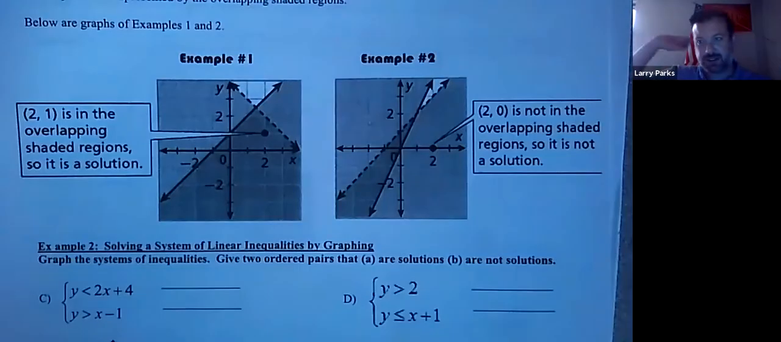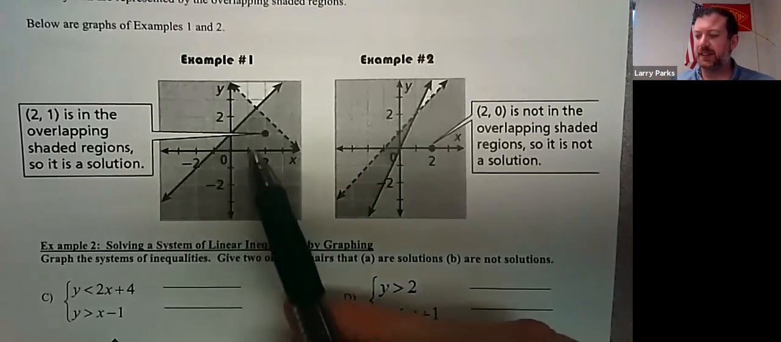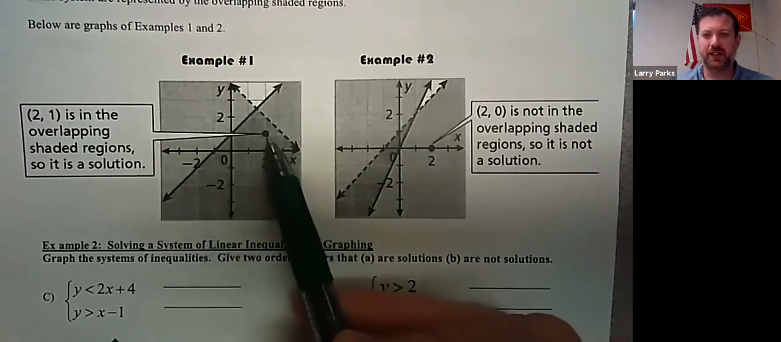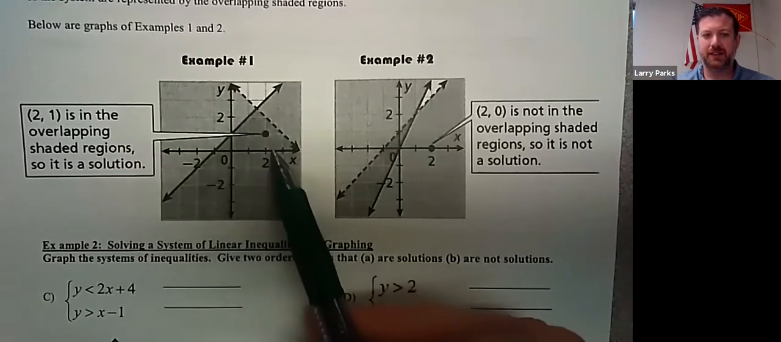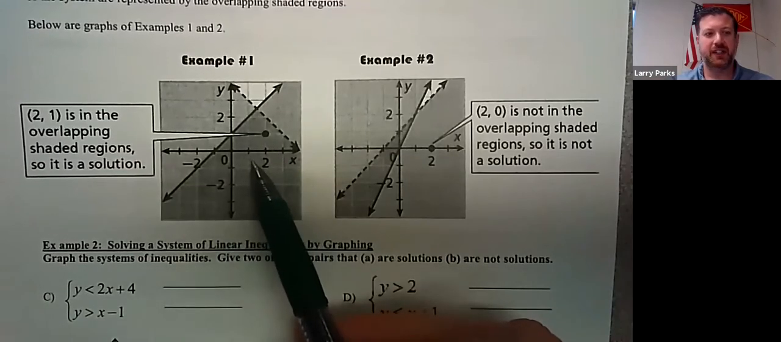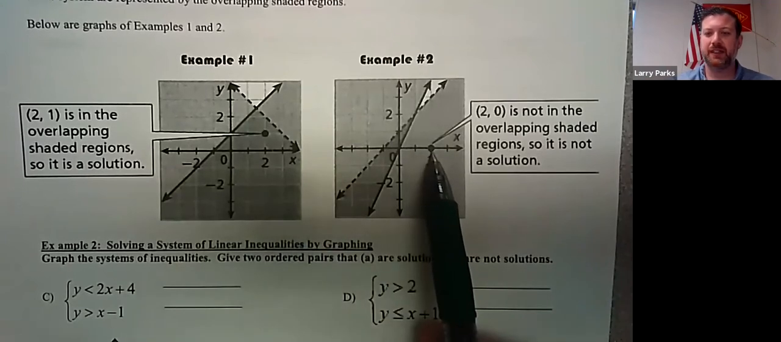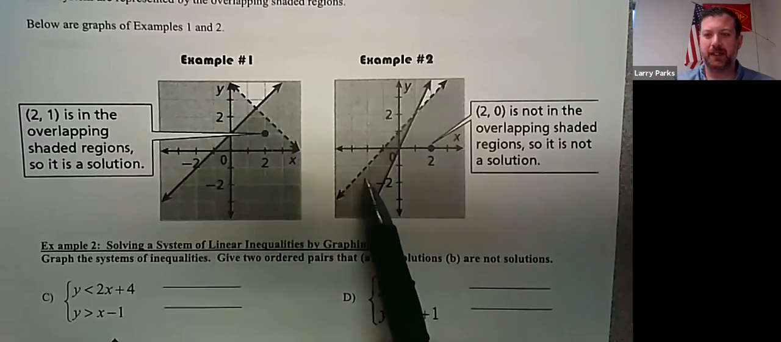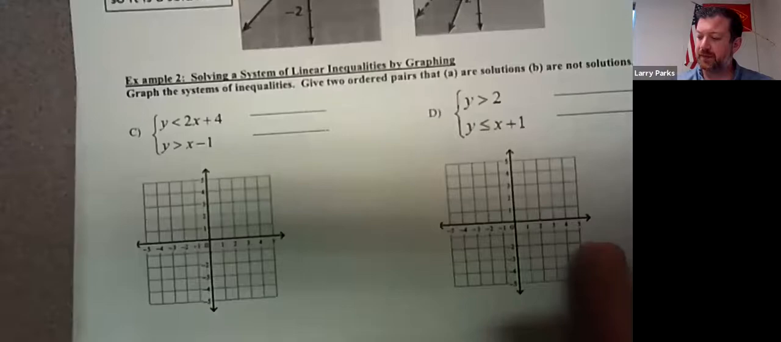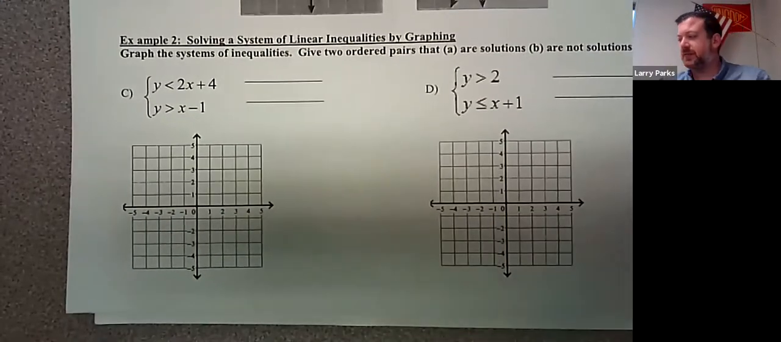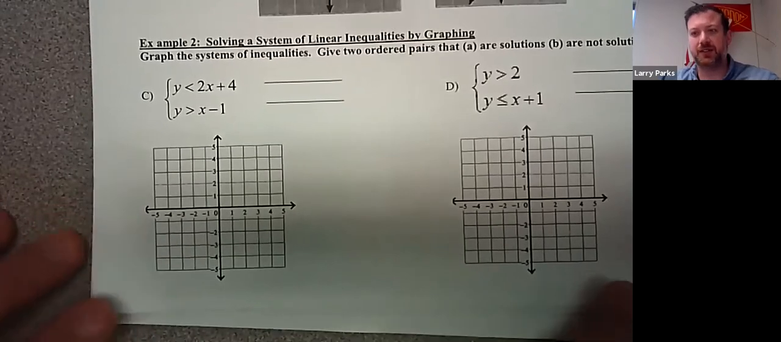So this is kind of a review of what I said. So here's another way to show it. See how it's darker? And so I would say because (2, 1) is in the area that's darker, it is a solution. Whereas over here, it's not in the overlapping area, so I would say it's not a solution. So let's start with what probably is a simpler one. Forgot I can't zoom in on this one.